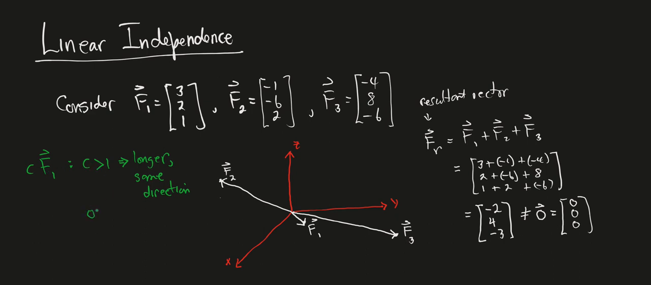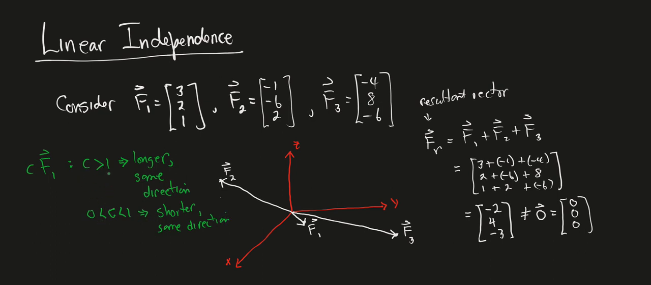If the constant is greater than 0 but less than 1, then it will be shorter. Like if my constant is a half, then I would reduce the magnitude by a factor of 1/2. So if my constant is between 0 and 1, then this vector is going to be shorter than the original vector, but again, it will be in the same direction.